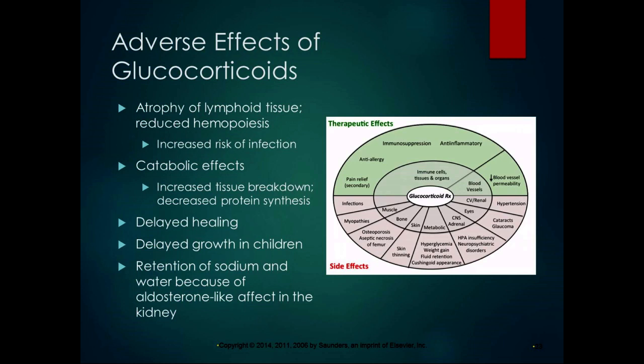Delayed growth in children. So obviously they're going to think long and hard before they give these to children. There has to be a really compelling reason. Retention of sodium and water because of the aldosterone-like effect in the kidneys. Remember when we talked about fluid balance, how the aldosterone has that effect. Glucocorticoids can mimic that in the kidneys, and it can cause you to retain sodium, and water follows sodium, so you can get that retention of water. So you have to take into account the therapeutic effects versus the side effects. Is it the situation where you really need that anti-inflammatory effect versus the potential side effects?